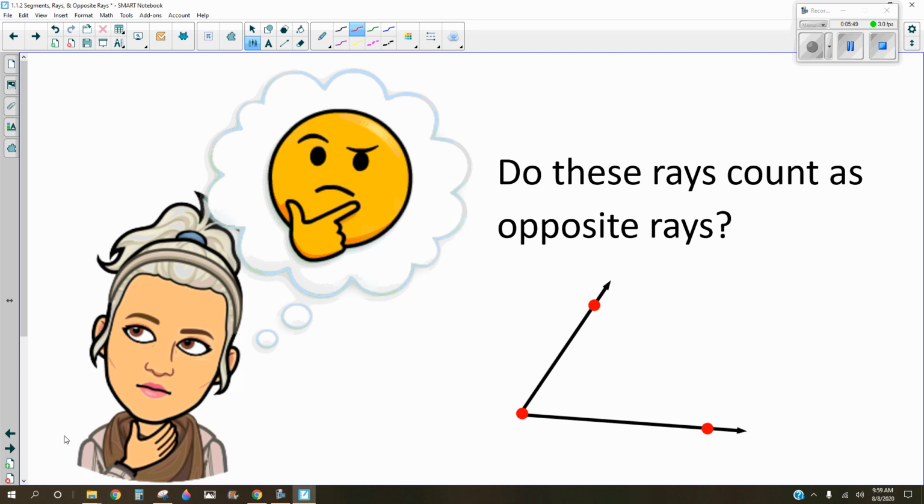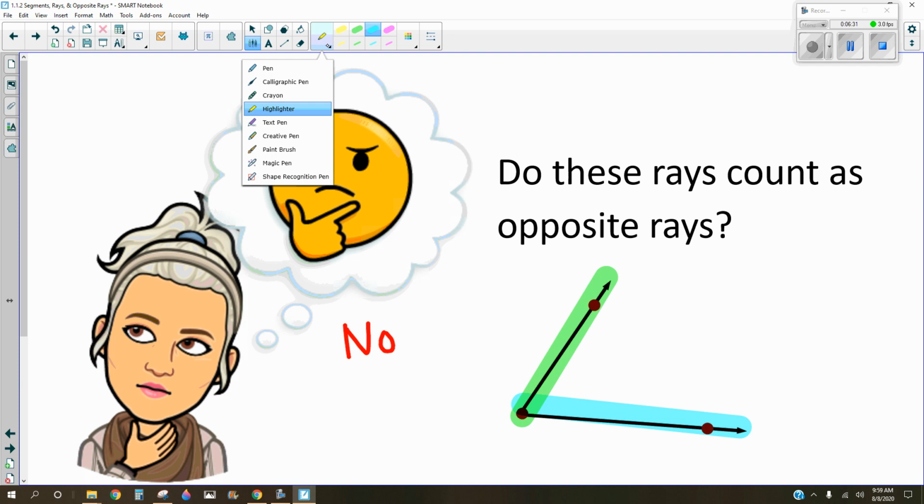So here's a challenge question. Are these considered opposite rays? The answer would be no. These are not opposite rays. Why are they not opposite rays? Well, I clearly have two separate rays. I have this one right here, and I have this one right here. So I have two rays, and they share an endpoint. But what this picture is missing is the fact that they do not go in opposite directions.